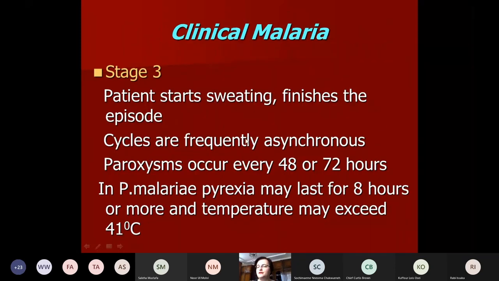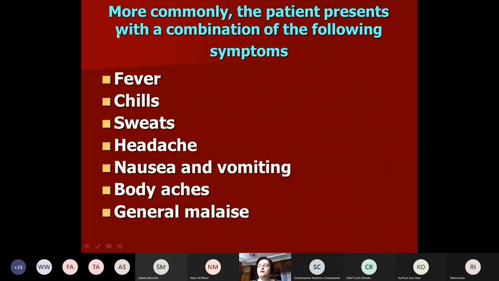Stage 3: the patient starts sweating, which finishes the episode. Cycles are frequently asynchronous. Paroxysms occur every 48 or 72 hours. In Plasmodium malariae, pyrexia may last for 8 hours or more, and temperature may exceed 41 degrees. That's why it can be a very long duration of pyrexia. The most common symptoms: fever, chills, sweats, headache, nausea and vomiting, body aches, and general malaise.